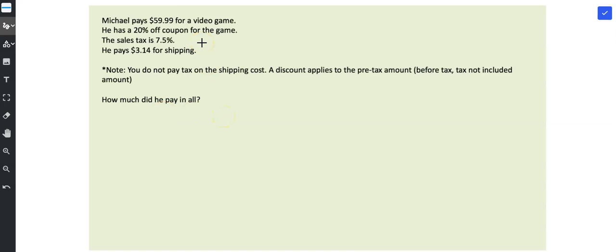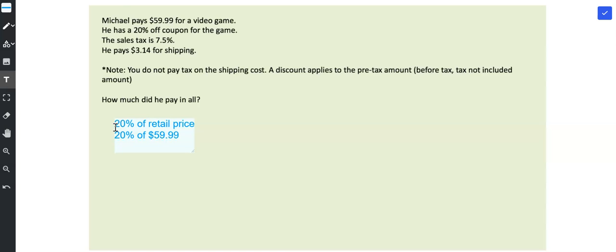Okay, great. So let's figure out how much Michael's going to pay for the video game by figuring out the 20% off of the $59.99. So I'm going to change this to the typing tool. 20% of the retail price of the game, or you could say 20% of the $59.99.